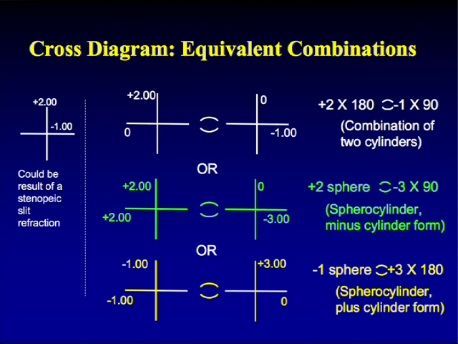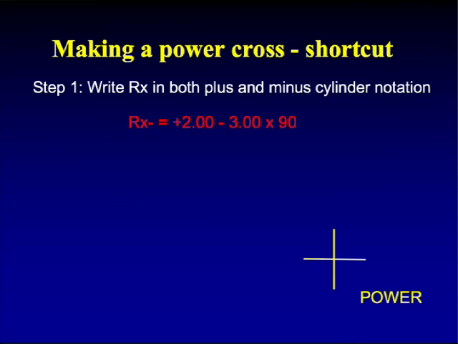Now there's another way to do it that's actually a little faster and requires even less thought, if you can remember how to do it. And that is, you write out the prescription in both plus and minus cylinder notation. So you're given this prescription. Let's also write it out in minus cylinder notation, so I'll jump ahead a little bit. How do you convert this to minus cylinder?